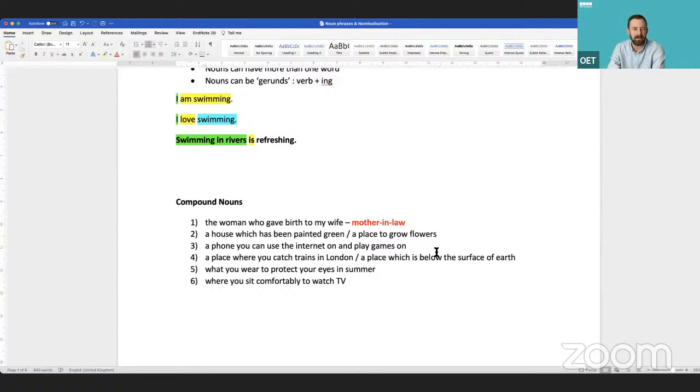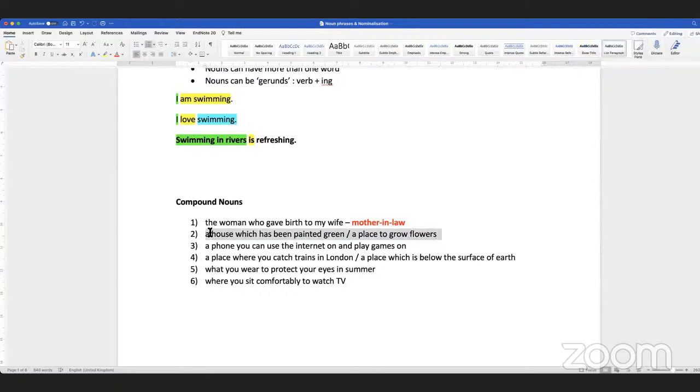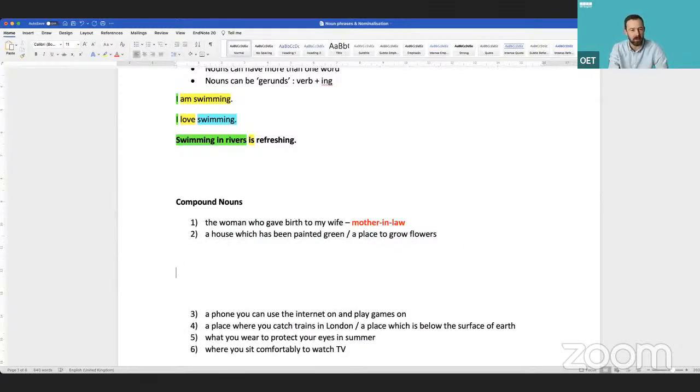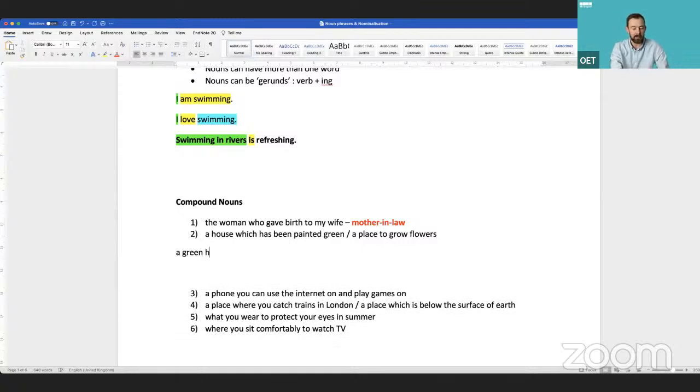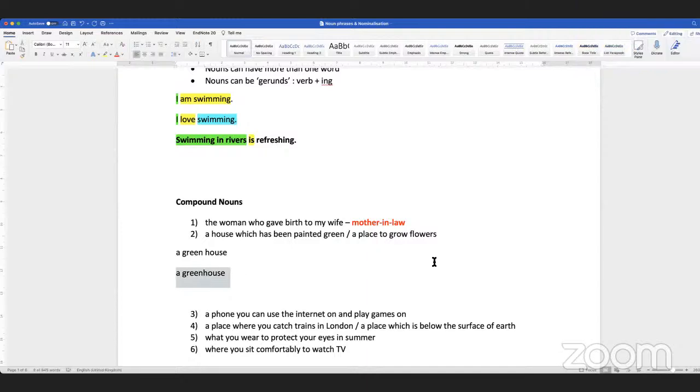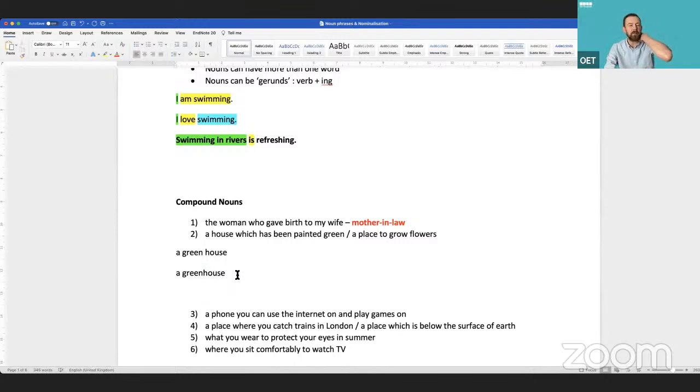What do we think? Mihaela, what do you think about number 2? It's greenhouse. Okay, so I thought this would be an interesting one for us to have a look at, because you can do a green house or you can do a greenhouse. Now, which one do you think is which? The second one. This one's the second one, isn't it? Okay, yeah. So what's a greenhouse made from?